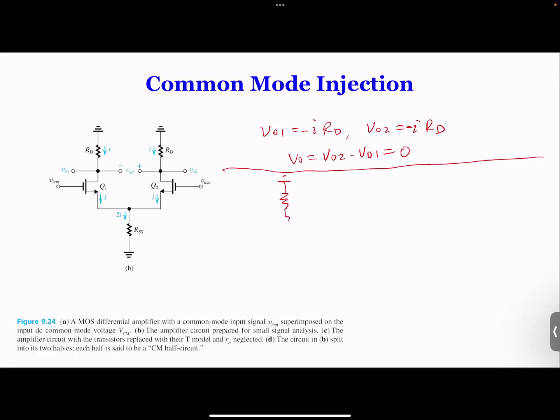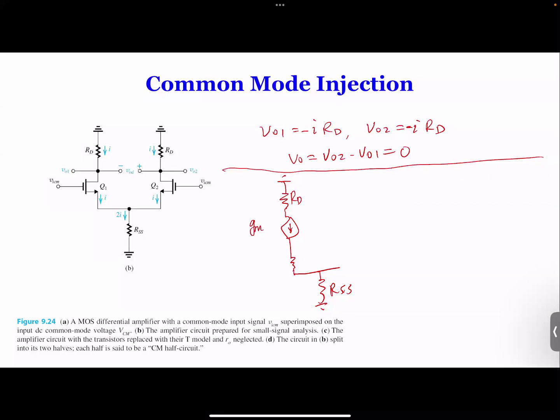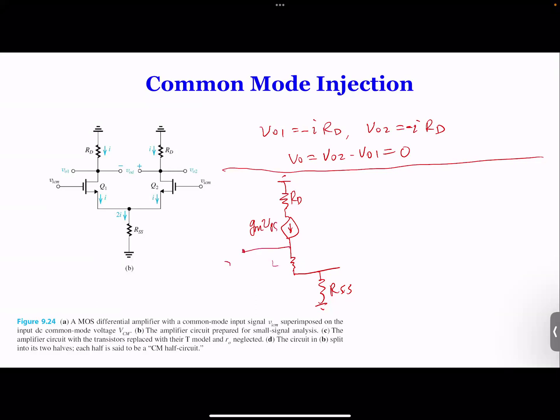And then here we have current, and then we have current here. And then we have RSS on this side. And this is your RD. And this is your GM times VGS. And here is your VICM input. So we draw this circuit, but the other half is really identical.